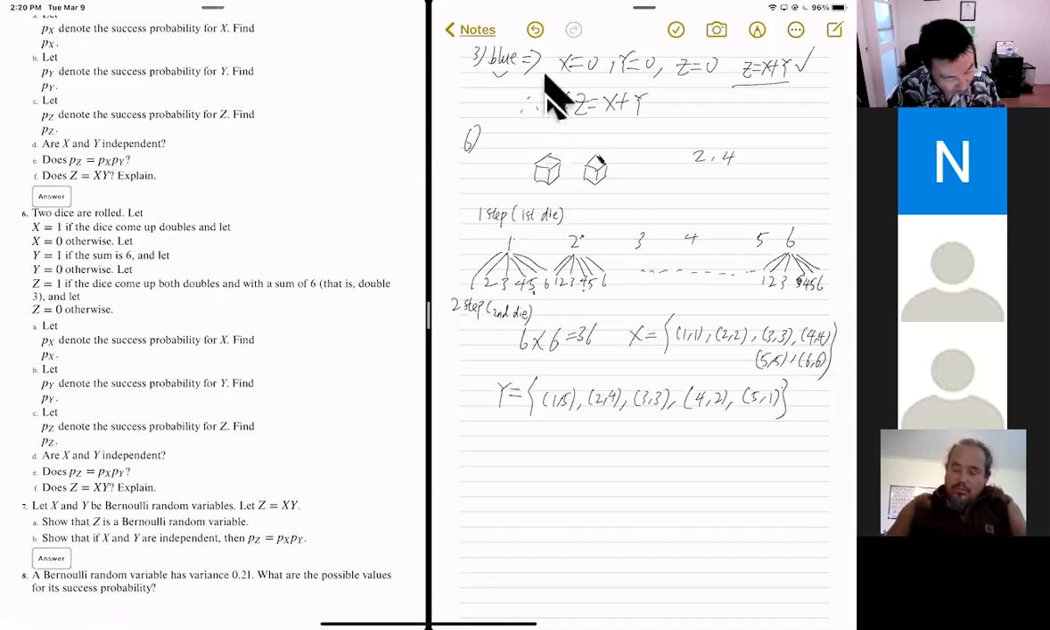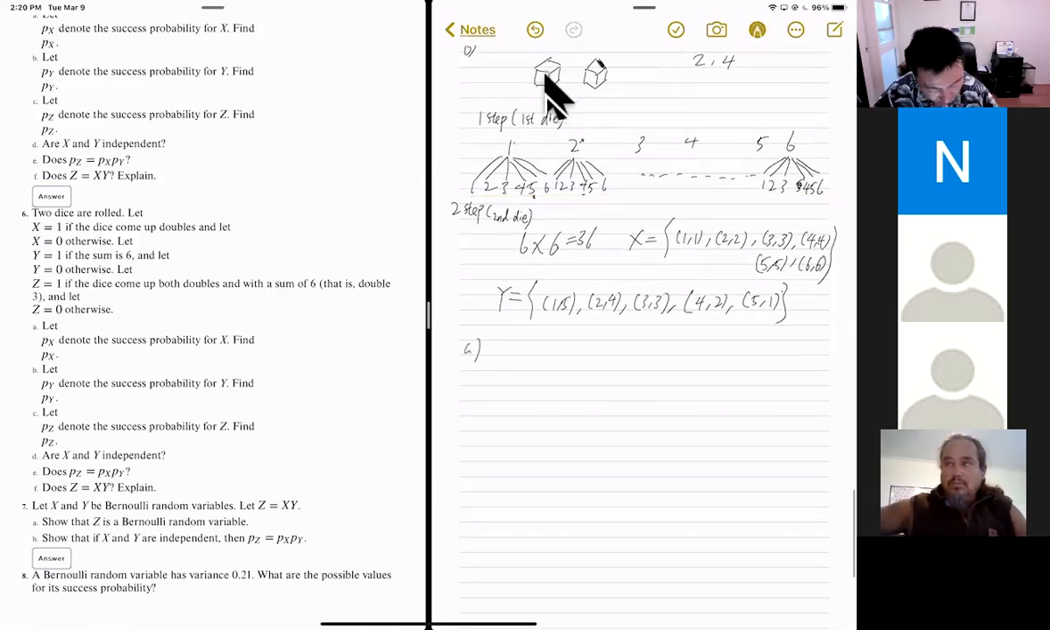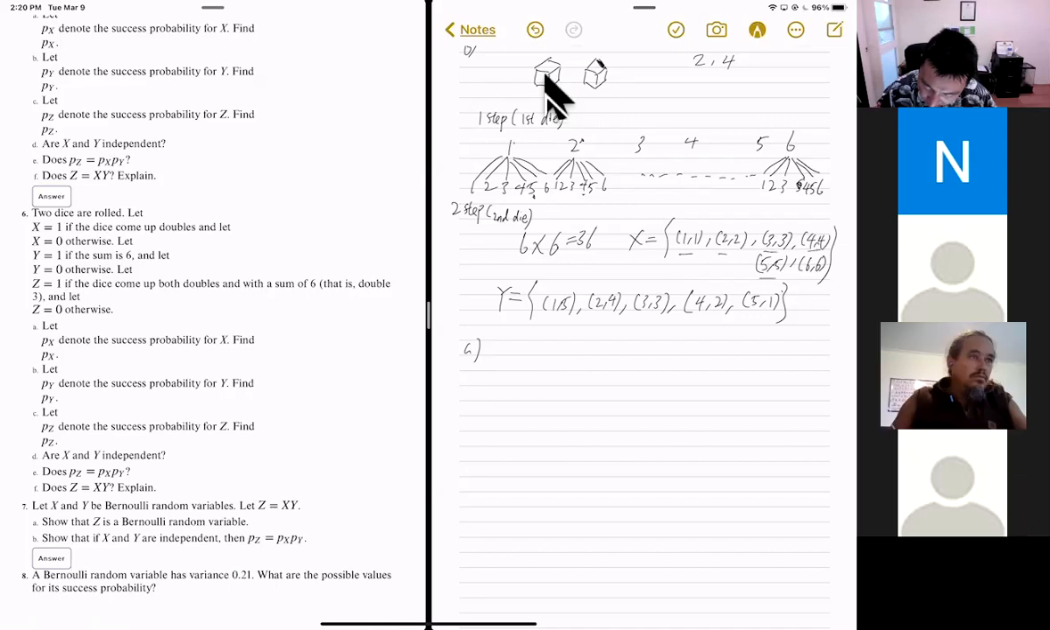Then we can look at the answer. For part A, Px is the success probability of X. Find Px. So for X, we have 6 possible outcomes: 1,1; 2,2; 3,3; 4,4; 5,5; 6,6. So Px is equal to 6 over the total. Right, the total is 36. So it's 1 over 6 for Px.